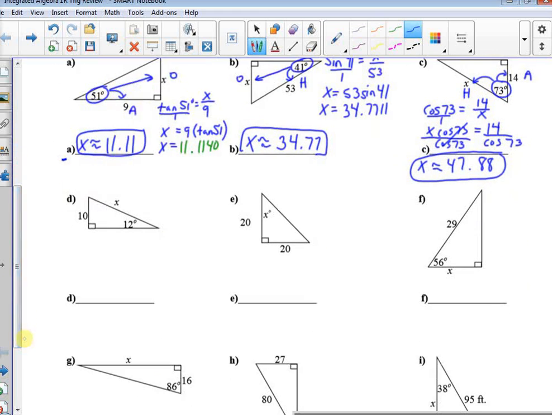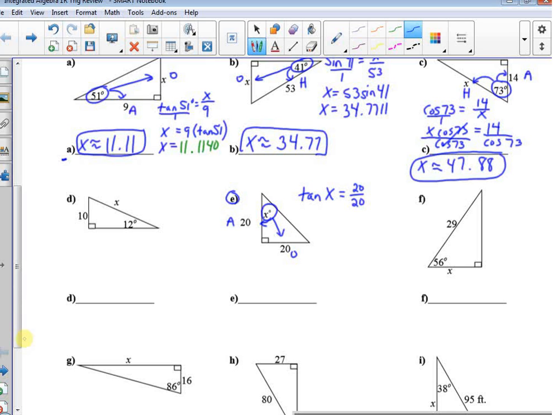All right, next we'll take a look at finding some angles. So let's go to E. So on E, I'm looking for x. So again, it's an angle now. So I'm going to look at what I'm given. So again, I have an opposite and I have an adjacent. So that tells me I need to use tangent. So I would say tan of x, because you always do the angle, equals the opposite over the adjacent.